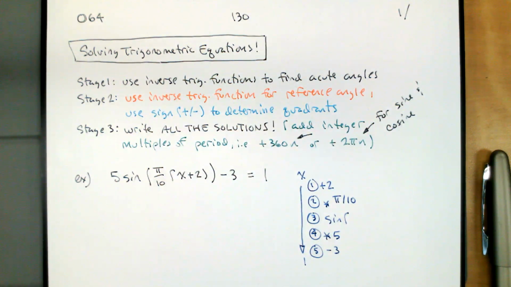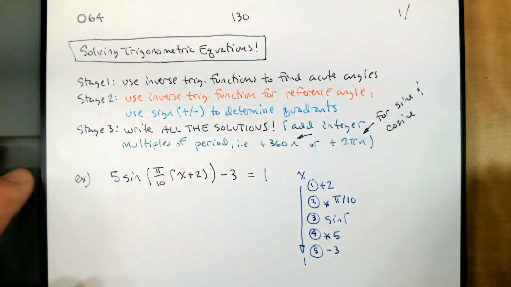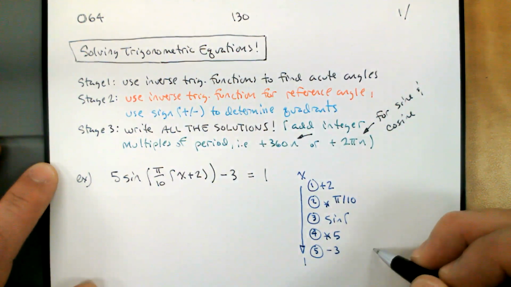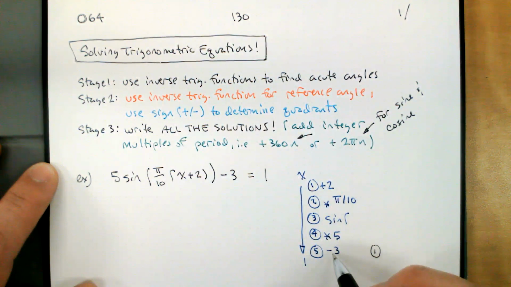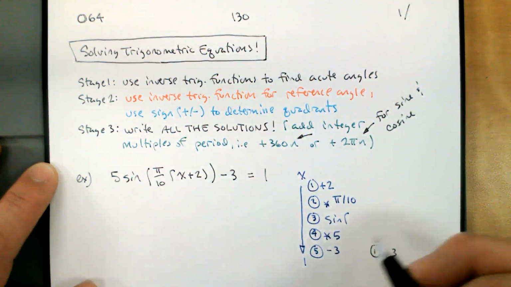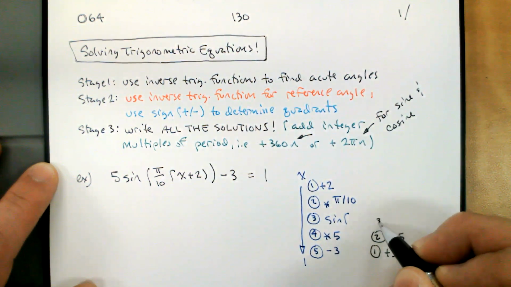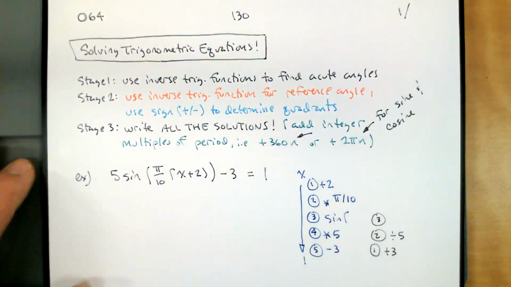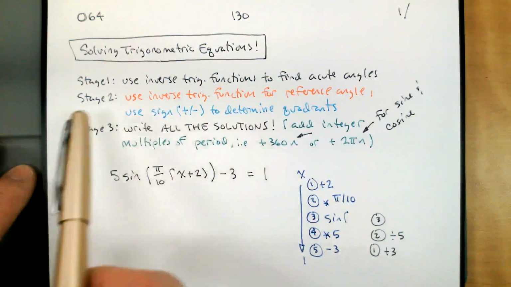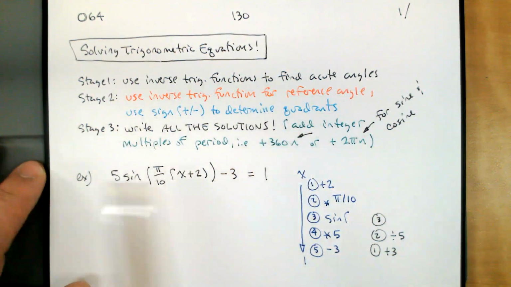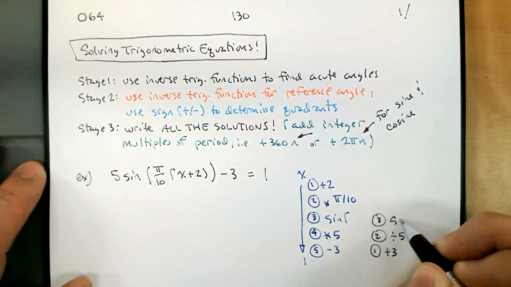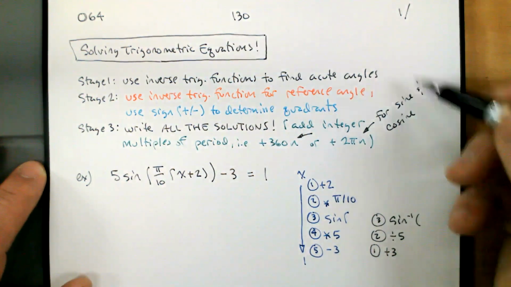So if we want to solve this equation, we're going to perform inverse operations in reverse order. The inverse of subtracting 3 is adding 3. The inverse of multiplying by 5 is dividing by 5. The inverse of a sine is a sine inverse, and this is where we do all of our stuff, depending on what we're asking: stage 1, stage 2, or stage 3. This is where we do the sine inverse, which is any one of these stages above.